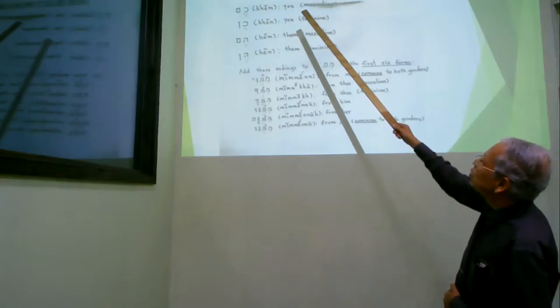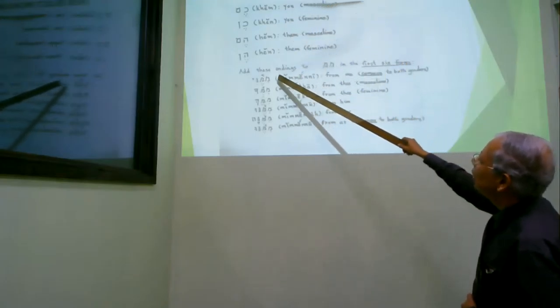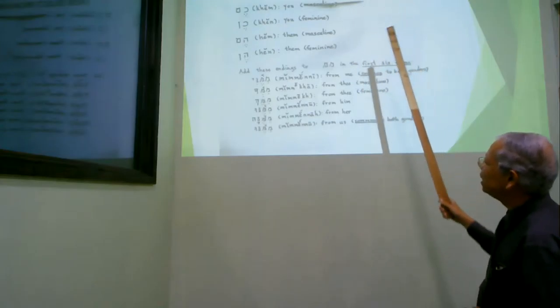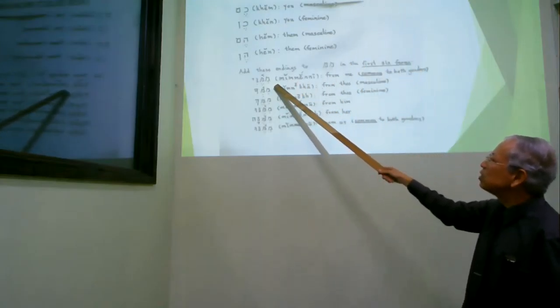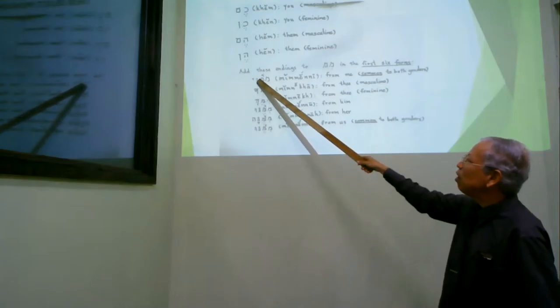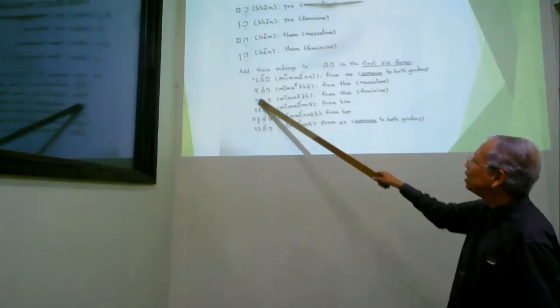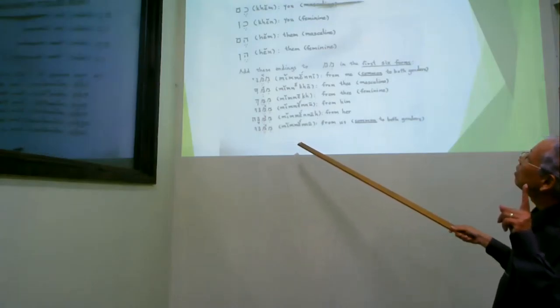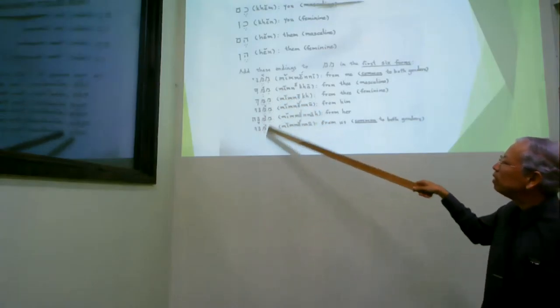So translate any two of the 10 forms of min with their object pronoun endings. This is the min with the object pronoun endings attached. You need to know any two of them. Any two.